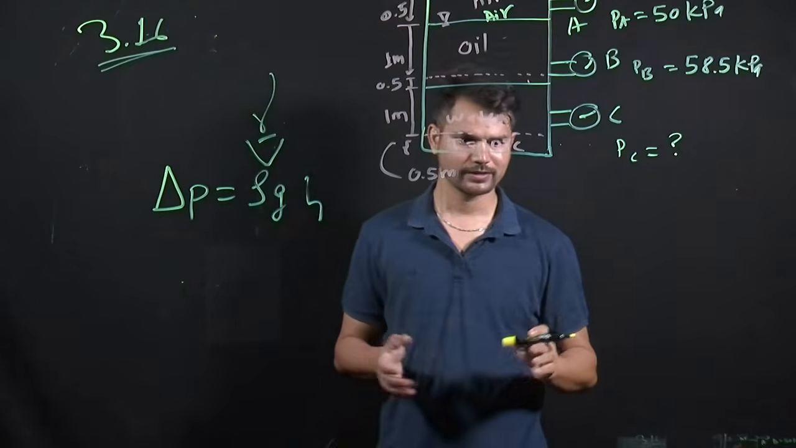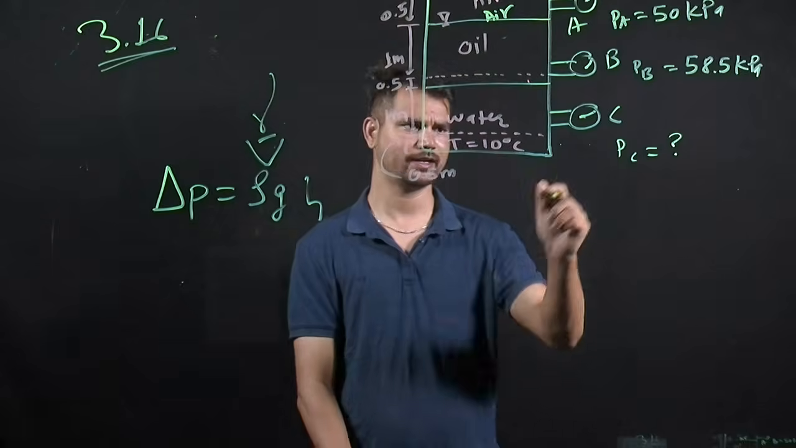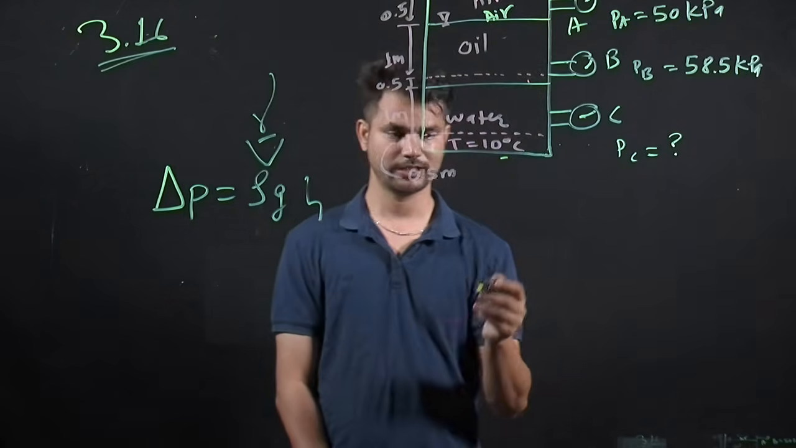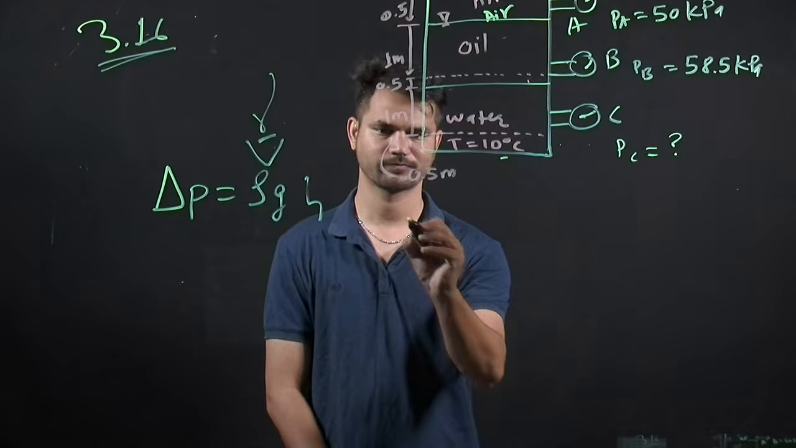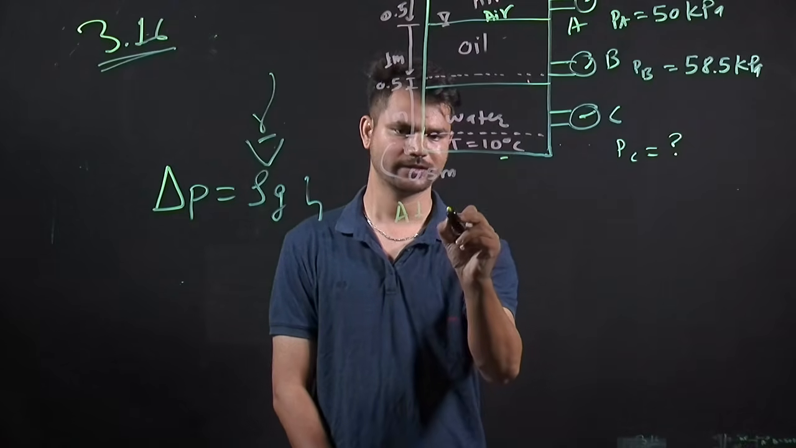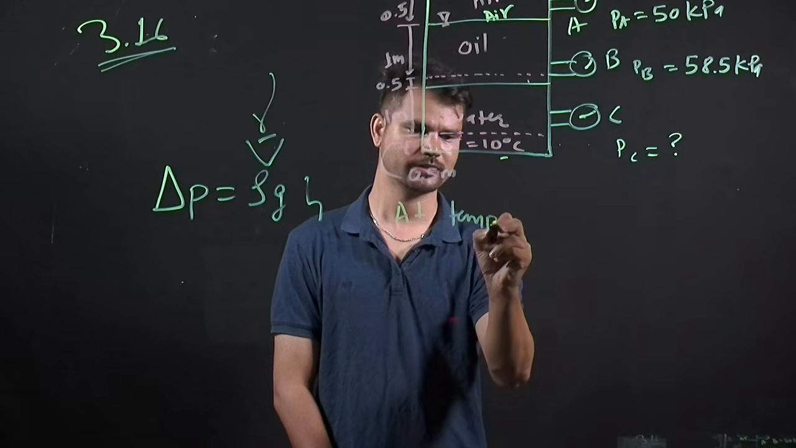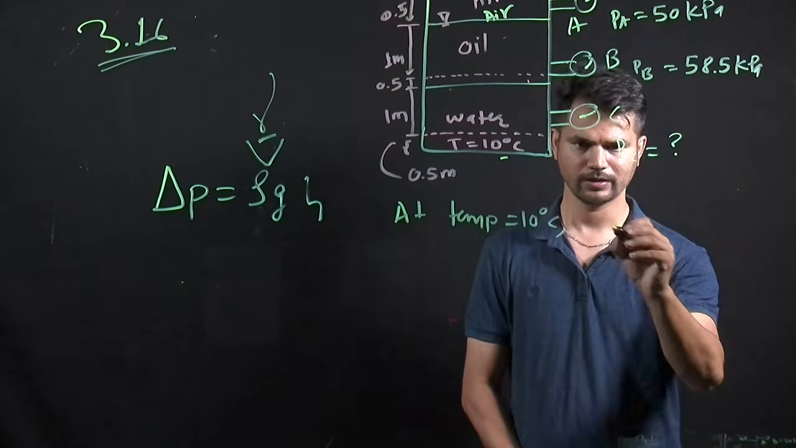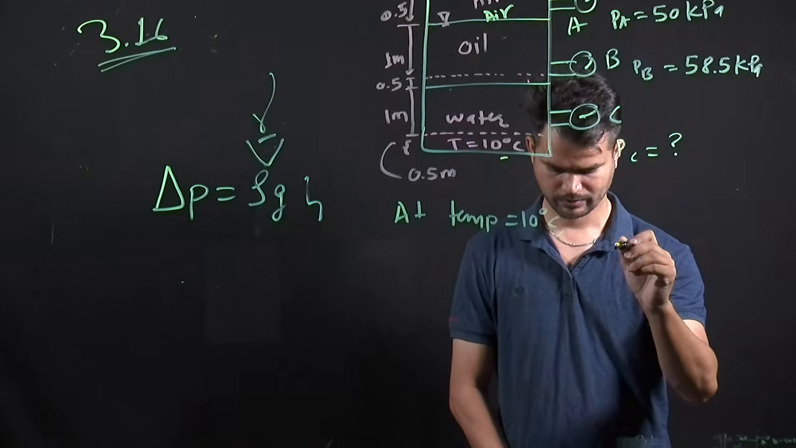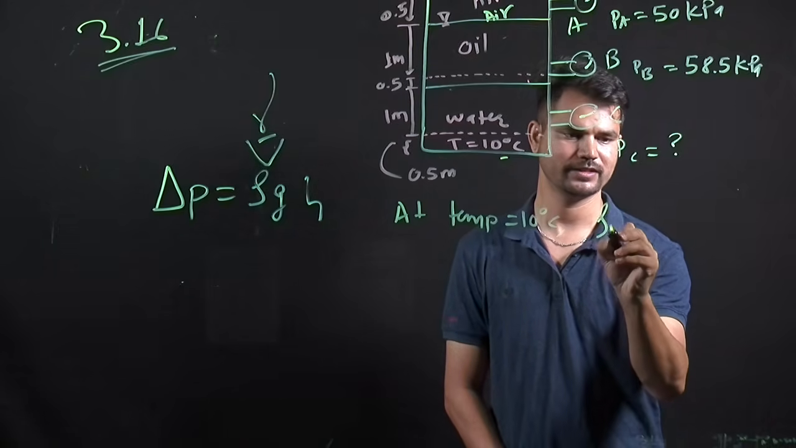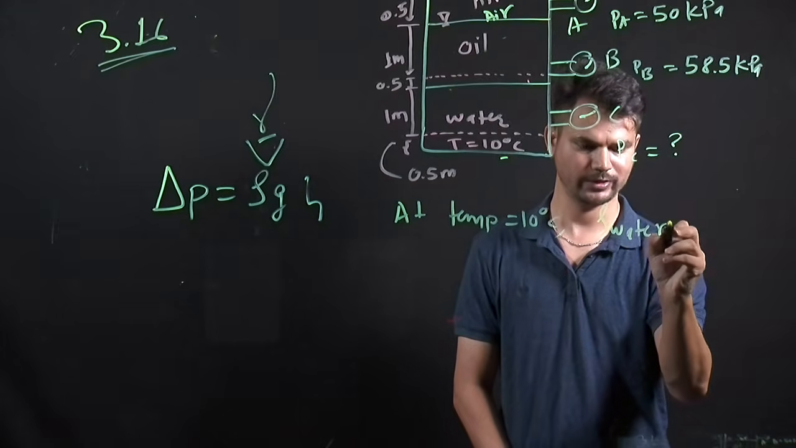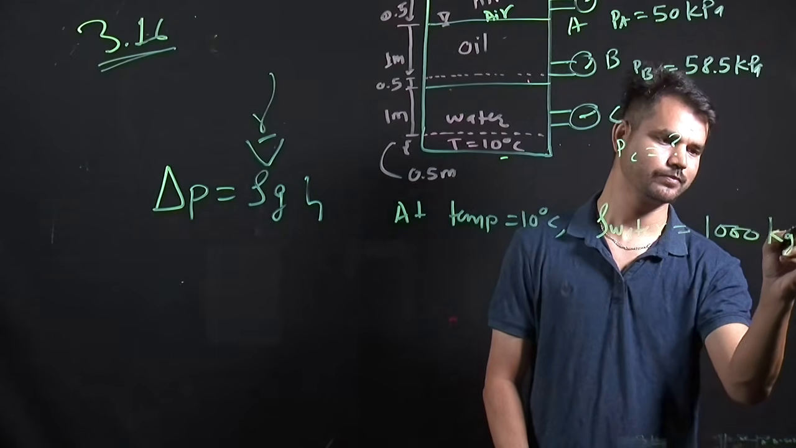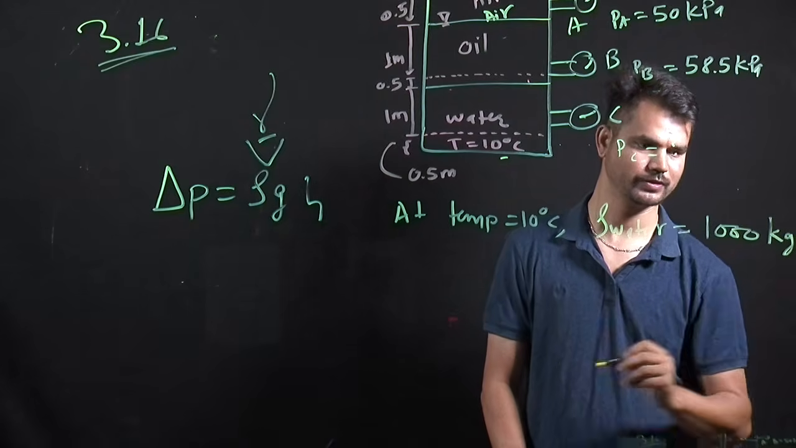At this temperature, T equal to 10 degrees Celsius, the density of water will be equal to 1000 kg per meter cube.